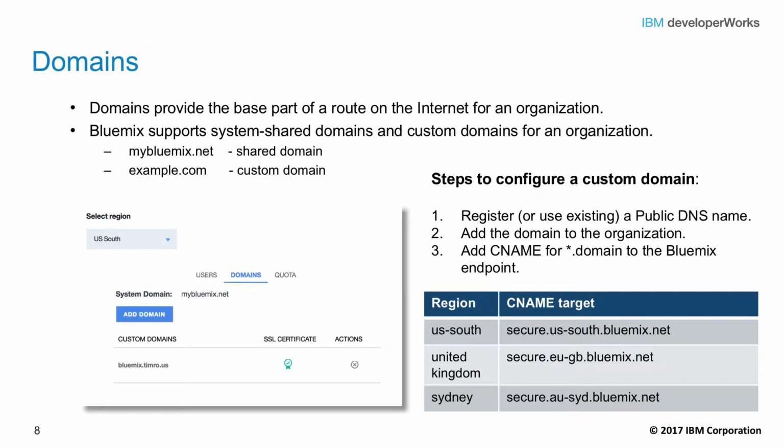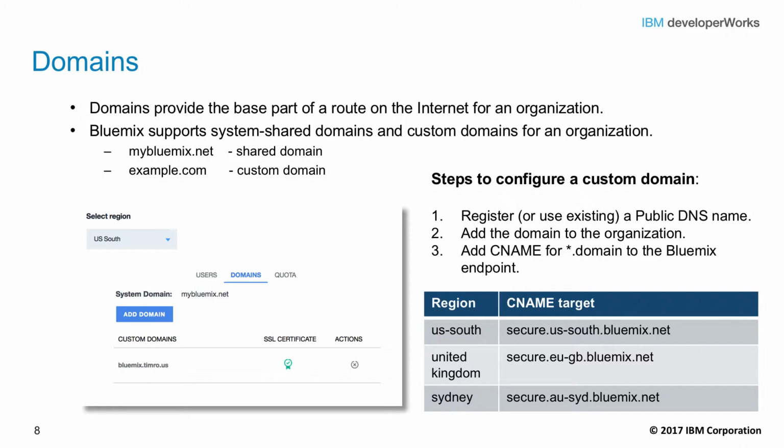Domains provide the base part of a route on the internet for an application. All organizations have access to shared system domains. Organizations can also define their own custom domains based on internet domains that they have registered as public internet domains. In this example, an organization is shown with access to the system domain of mybluemix.net and also a custom domain of bluemix.temro.us. This domain also has a custom SSL certificate associated with the domain.